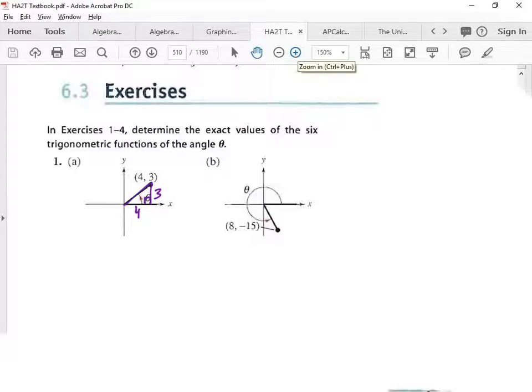Now this is not inside the unit circle, so don't even try. If you did the Pythagorean theorem, you would get a 5 for the hypotenuse. I know it's a 5 because 3, 4, 5 is a Pythagorean triple. It's the most popular one out there, so if you don't get it, then what are you doing here?